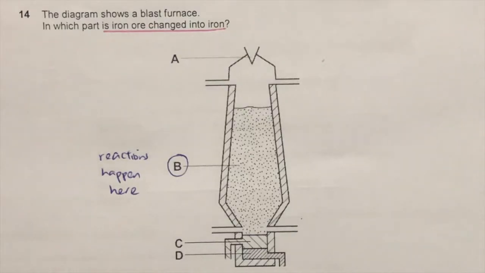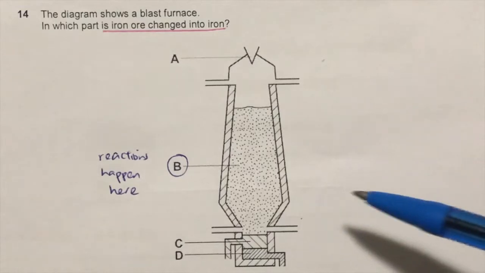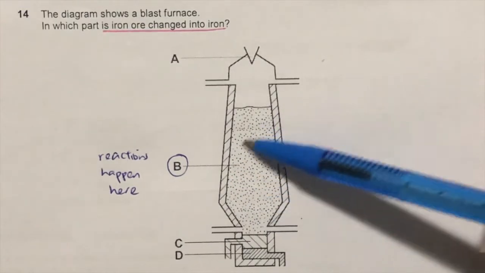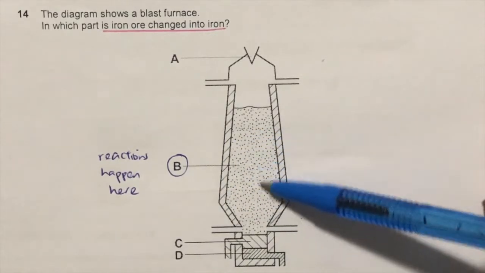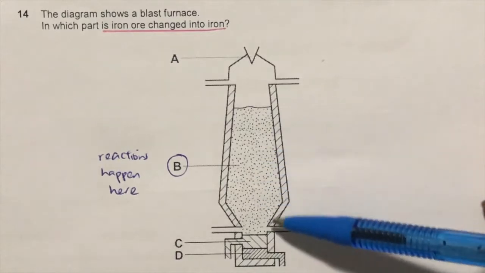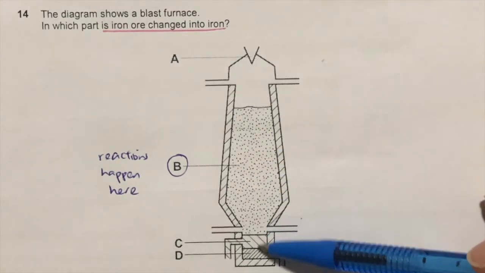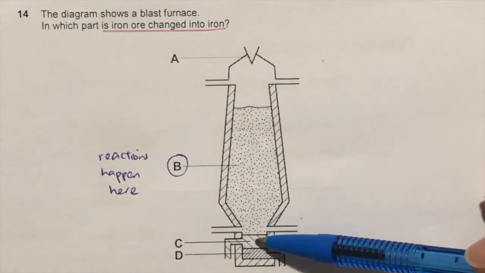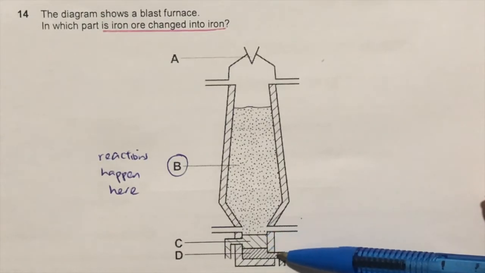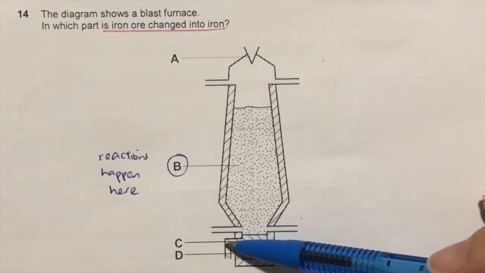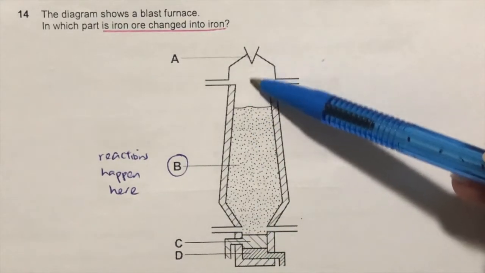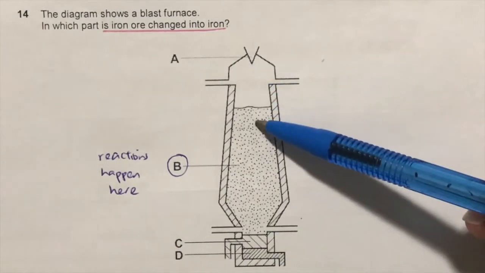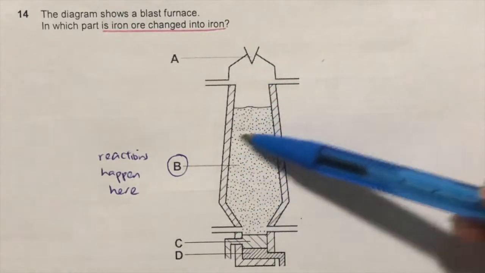For question 14, this is on the chapter of metals, and all reactions will happen here. Therefore, the answer is B, because all reactions will happen here. How about what happens over at these two bottom areas? For these areas, it's simply where we collect the products. So iron is collected here, and then molten slag is collected at C. And how about A? A is where we put in the iron ore, the coke, and the limestone. So the reactions again happen in the middle area over here.